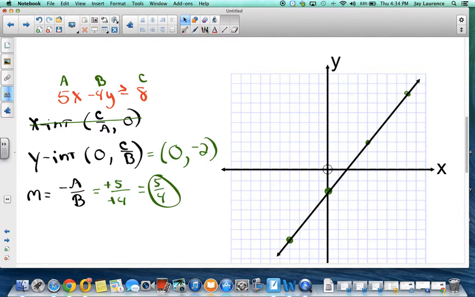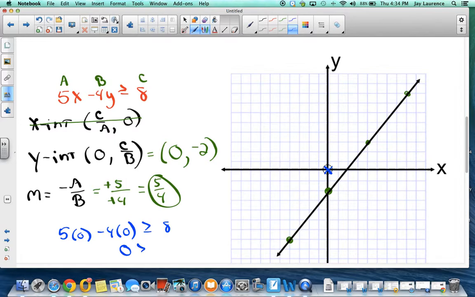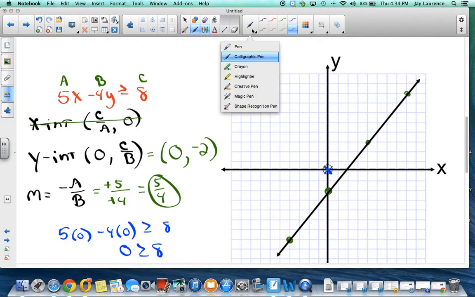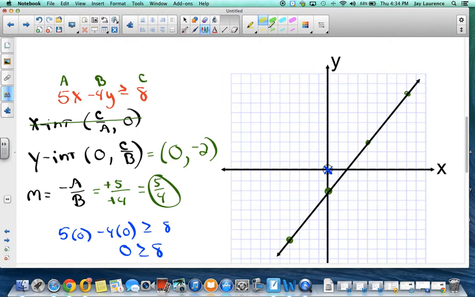Now the line is not going through the origin, so I can use the origin as my test point. So I'm going to put 0 in for x, I'm going to put 0 in for y, and that needs to be greater than or equal to 8. Well, the left-hand side will simplify to 0. Is 0 greater than or equal to 8? No, it is not. In this case, again, I will not shade the origin side of the line. Had I gotten a true statement, I would have shaded where the test point was.